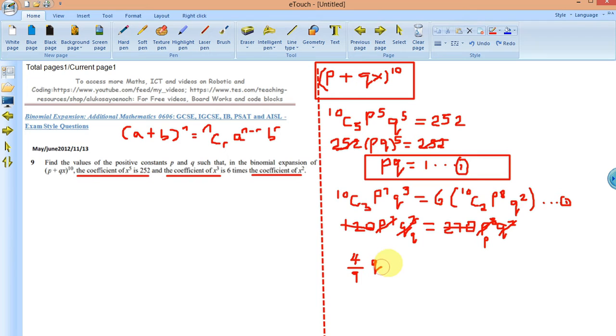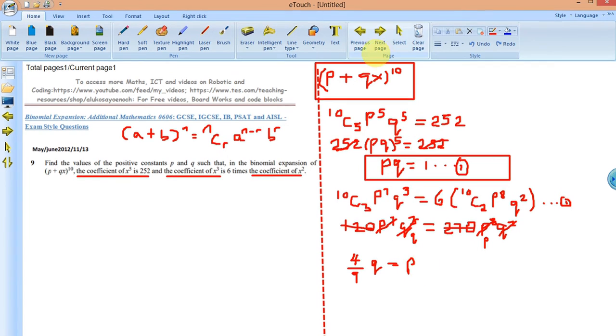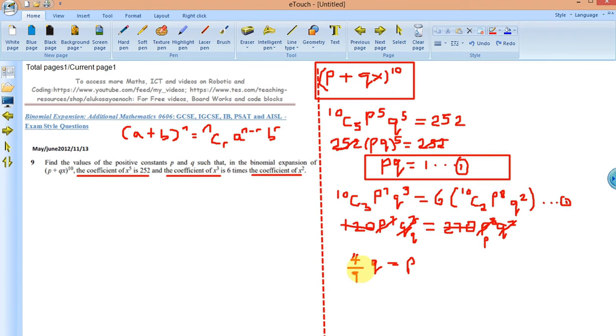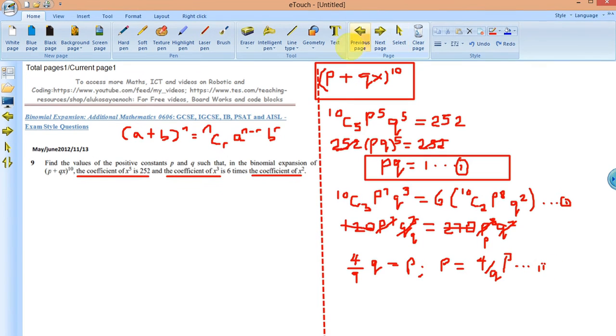4 over 9 q equals p. So do you need to cross multiply? I don't want to cross multiply. I like it like this because I have another equation now. I've been able to express p in terms of q. If I want to rewrite it, let me just rewrite it now. So here p equals 4 over 9 q. It's better like this. So this will be my equation 2. I can put that also in a rectangular box.